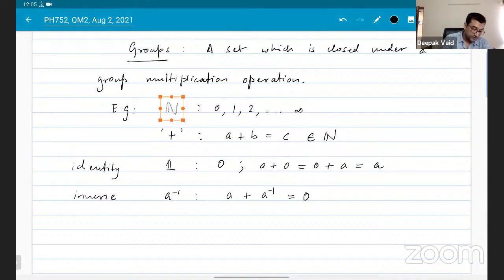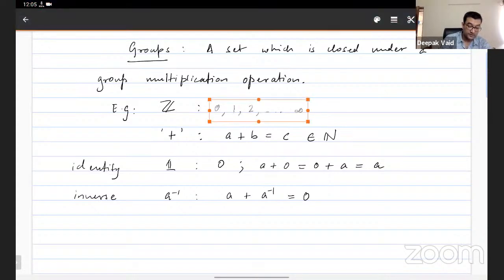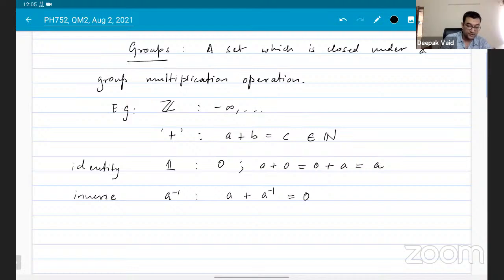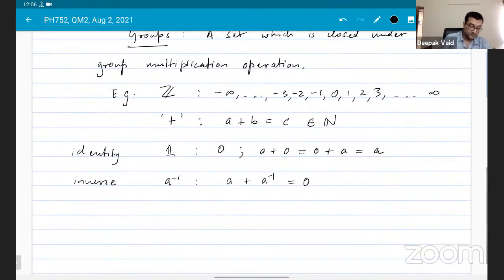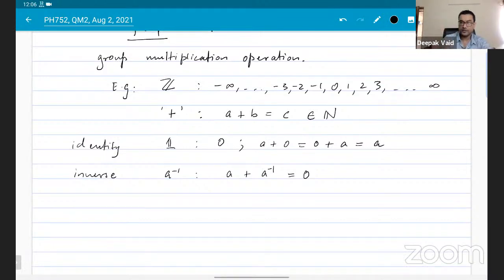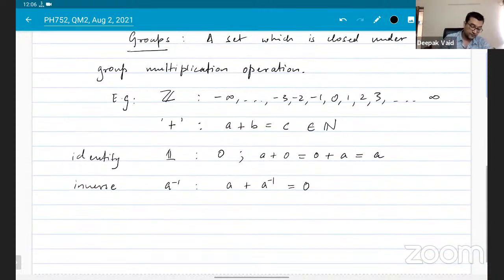Now, if you will notice, this is actually not complete under the inverse operation, because in order to take the inverse operation, I need to take the negative numbers also. So this is Z, the set of all integers. And now this set is closed under all of these operations. You can take any two integers and you can add them, you get a third integer. You can take any integer, add 0 to it, you get the same integer. You can take any integer and its negative, add those two and you get 0, right?